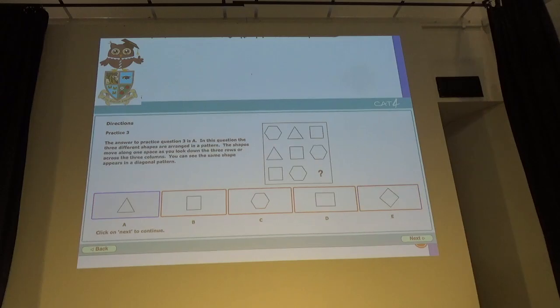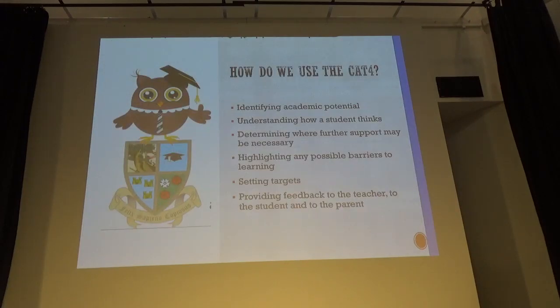Okay, again, this is another example of one of the shaped ones. So we have a hexagon, triangle, square, hexagon, square, hexagon, and then they have to figure out what the missing shape in the bottom row is going to be: a triangle, so they would click on the triangle. So, those are some of the kinds of questions, and the verbal ones.